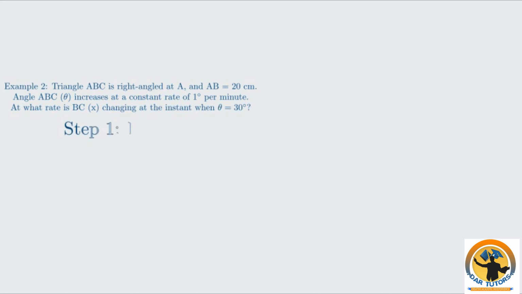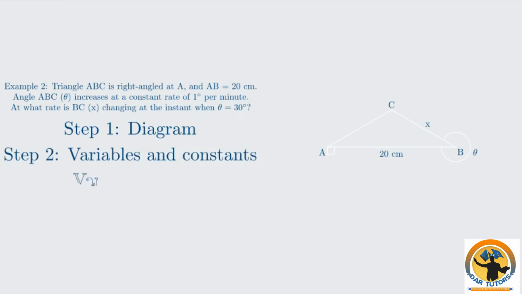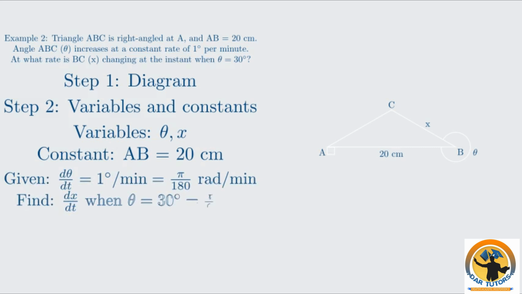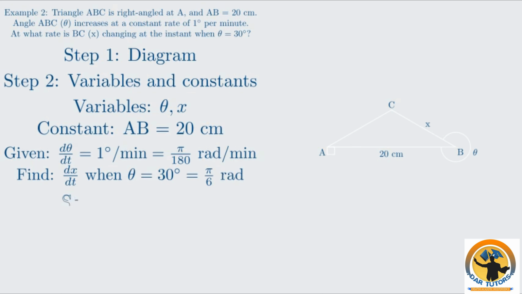Step 1. Diagram. We have a right-angled triangle. We label the angle theta at B, the side AB as 20, and the hypotenuse BC as x. Step 2. Variables and constants. The constant is AB equals 20. The variables are theta and x. We are given that d theta dt is 1 degree per minute. A crucial point for differentiation is that angles must be in radians, so we convert 1 degree to pi over 180 radians per minute. We are asked to find dx dt when theta is 30 degrees, which is pi over 6 radians.